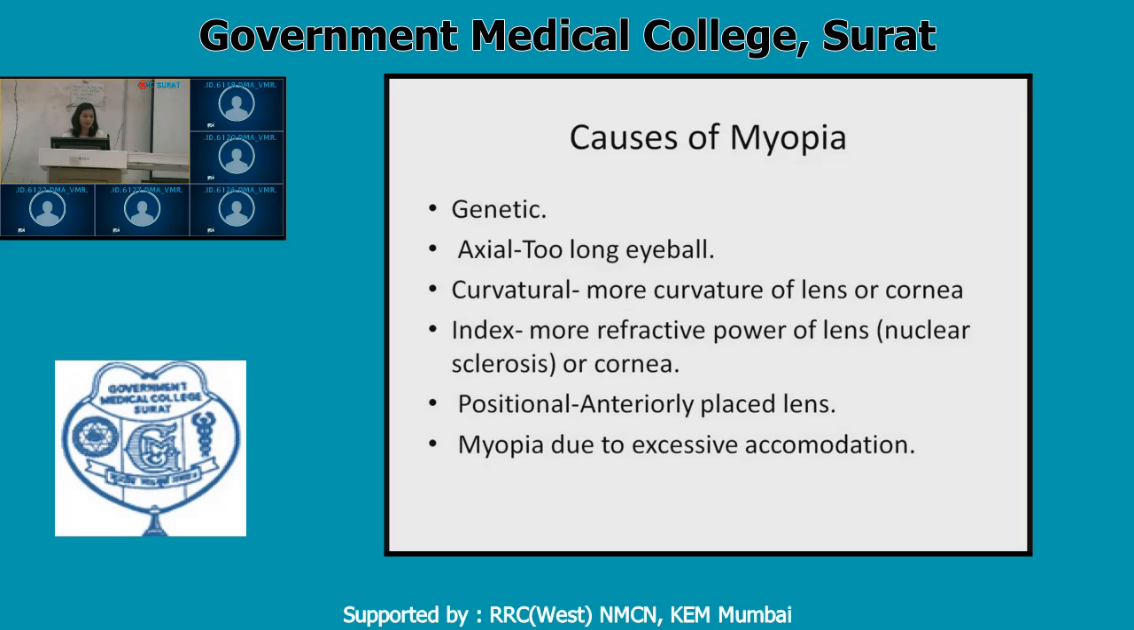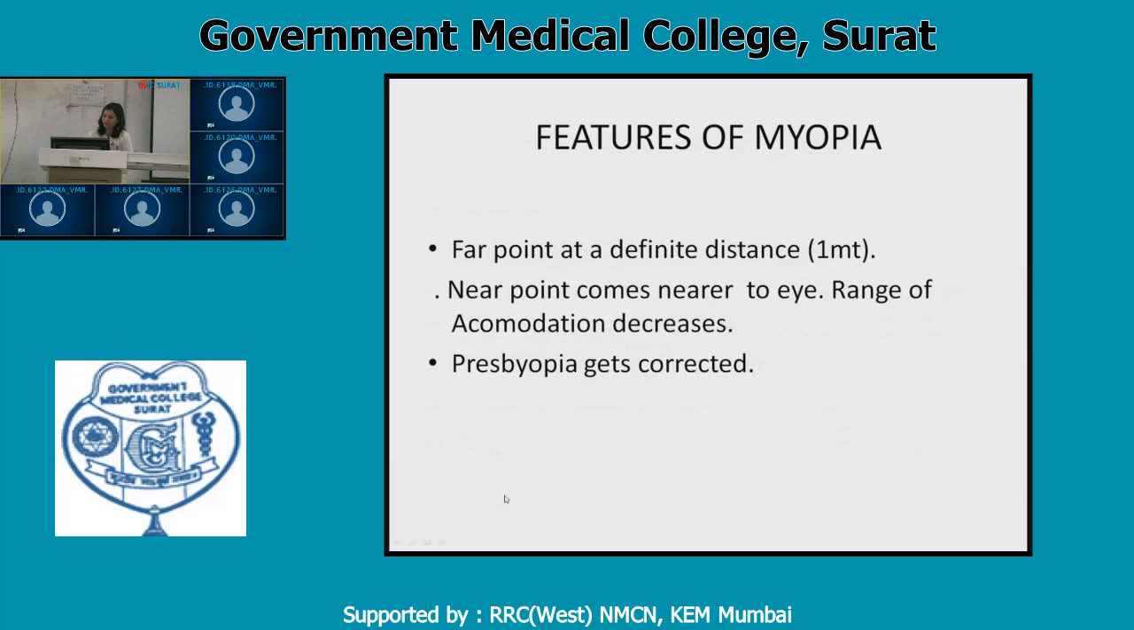So these are the few causes of myopia: genetic, refractional, axial, positional, and due to excessive accommodation. Now, what are the clinical features, or what are the presenting features? As we have seen, the person is not able to see the distant objects. He very clearly sees the nearby objects. The far point is at a definitive distance.